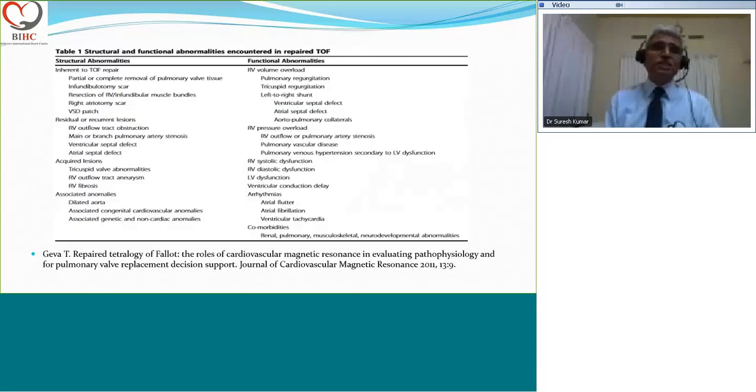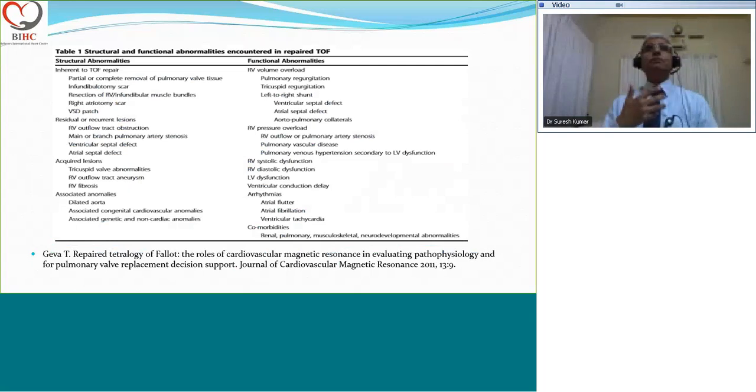Why is it that this disease is so distinctive? There are a number of structural and functional abnormalities which are encountered in repaired TOF. Some of the structural abnormalities are inherent to tetralogy repair. For instance, the surgeon has partially or completely removed the pulmonary valve tissue. There is a scar on the RV infundibulum quite often. RV or infundibular muscle fibers have been resected. A right atriotomy scar is there for sure. There is a VSD patch. These are all integral components of TOF repair.